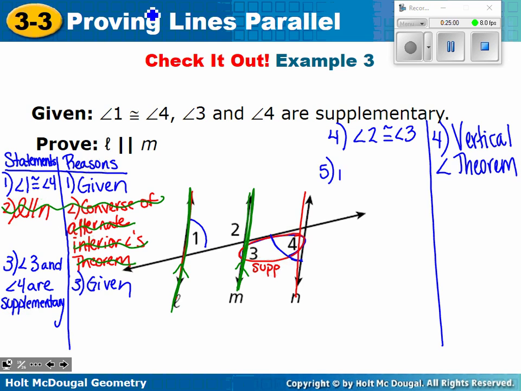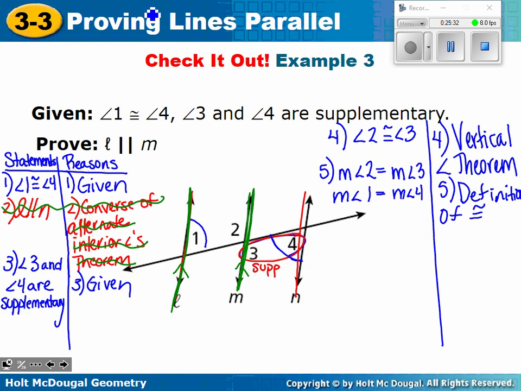Number 4. Measure of angle 2 should now equal the measure of angle 3. This is good practice too, because you have to be able to change things to equality. Why is 2 equal to 3? Definition of congruence. Do you want to go ahead at the same time, since we're using the same reason, and change angle 1 and angle 4 to equality? Okay, so measure of angle 1 is equal to the measure of angle 4.